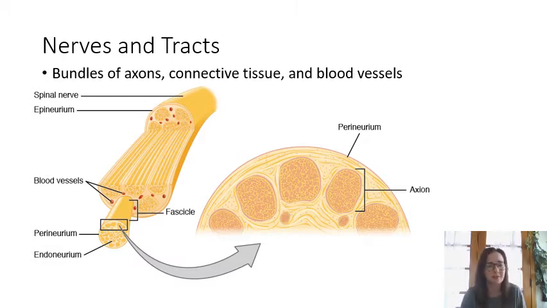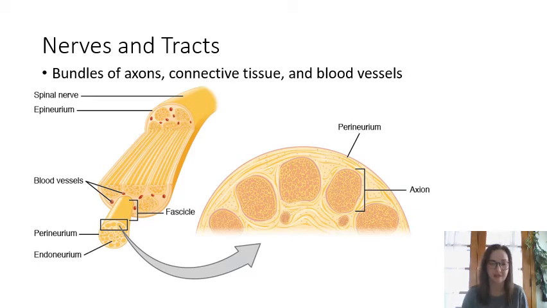So these nerves or tracts are going to be kind of bundled together in a similar way that muscle cells were bound together. So remember that muscle cells, individual muscle fibers, were wrapped in their own sheet of connective tissue, and then groups of fibers were collected and wrapped in a sheet of connective tissue, and then groups of fibers were bundled. And that's the same structure that we've got going on here.